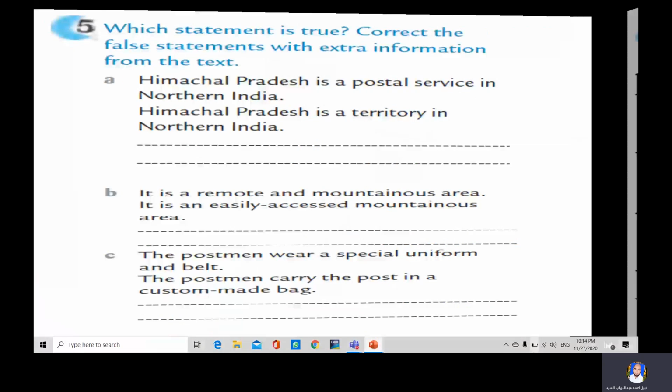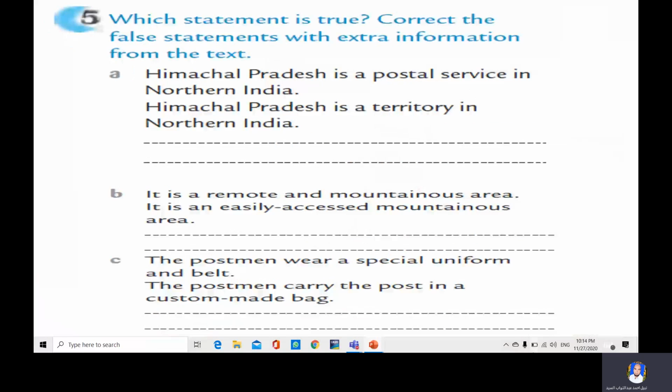Now, which statement is true? Correct the false statements with extra information from the text. You've got here two sentences in each letter, A and B. If it's correct, you put a tick. If it's not correct, you have to correct the false sentence or the wrong sentence. Himachal Pradesh is a postal service in northern India. Himachal Pradesh is a territory in northern India.